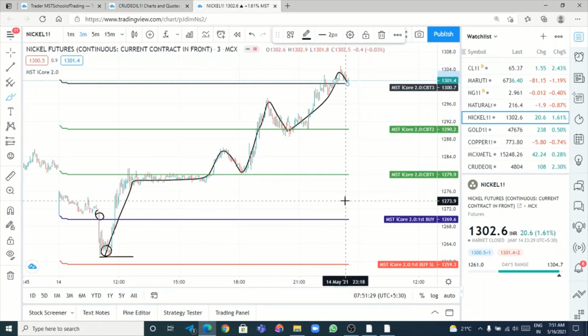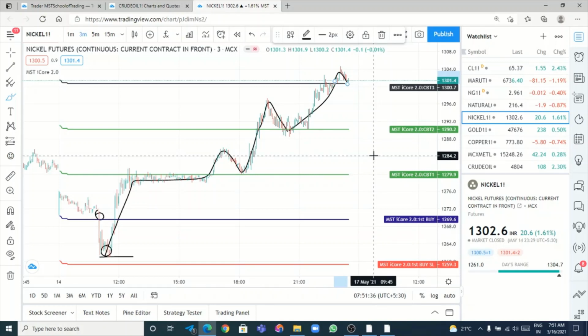See here, exactly our third target is done. How many points have you got? 1272 to 1304, so 34.7 points, roughly 35 points. For one lot it is 1,500 rupees. For 10 lots it is 15,000 rupees. For 30 points it is 45,000 rupees, plus 5 points it is 7,500 rupees. 52,500 rupees profit you got in the nickel trade alone.